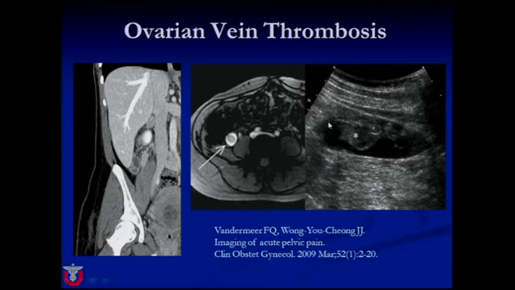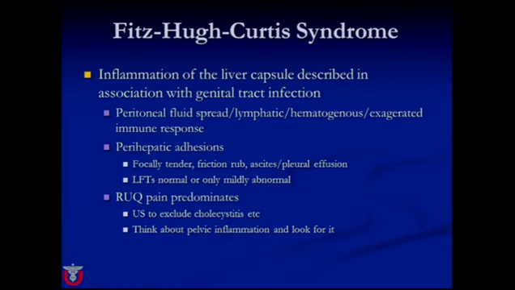And there isn't anything that you can use specifically on ultrasound to tell you that it's an infected clot, but usually the ovarian vein thrombosis happens as a consequence of septic conditions, and it's a septic thrombophlebitis.